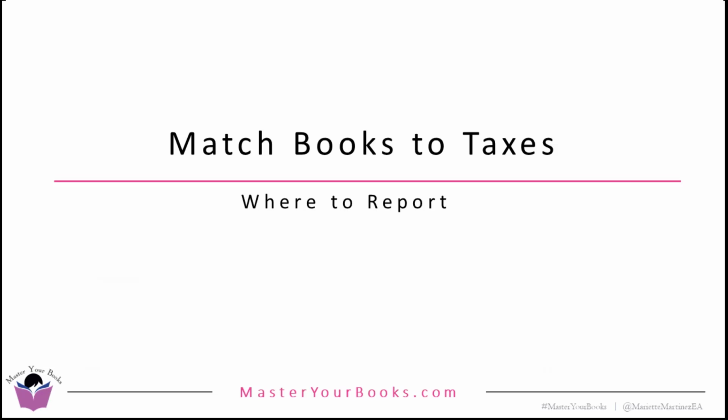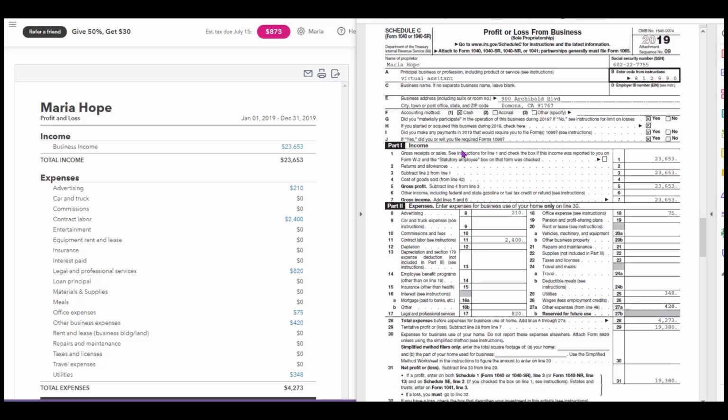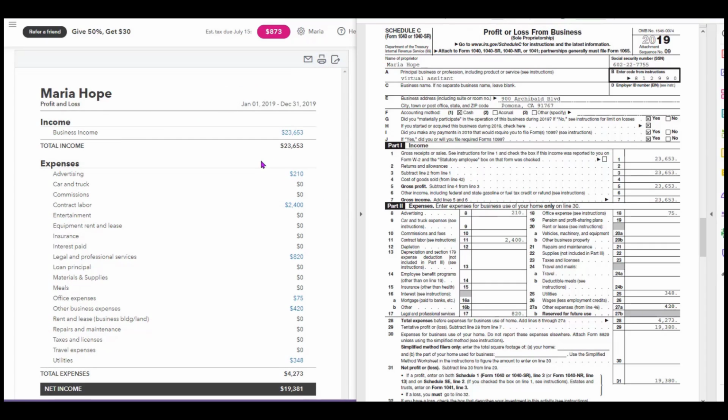So Maria is feeling super excited and confident now because she's even using a trick that she learned from her friend. She's actually pulling up her QuickBooks Self-Employed profit and loss on one side of her screen, and she's pulling up her Schedule C from Form 1040 on the other side of the screen. Why is she doing that?